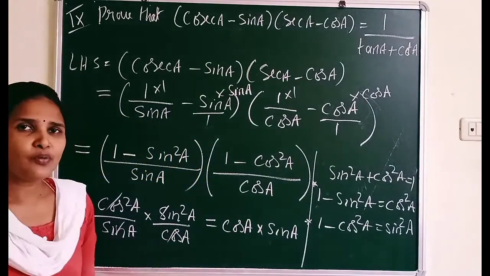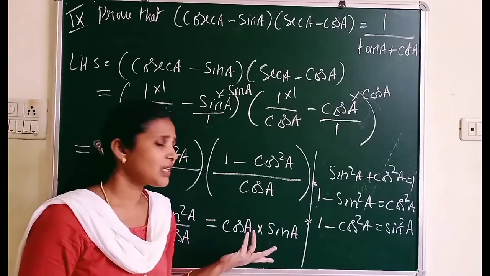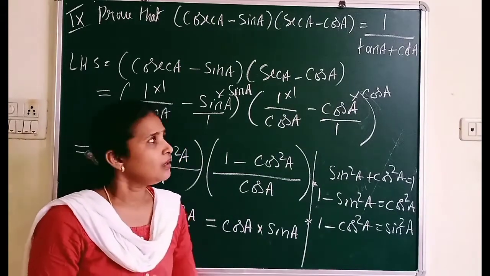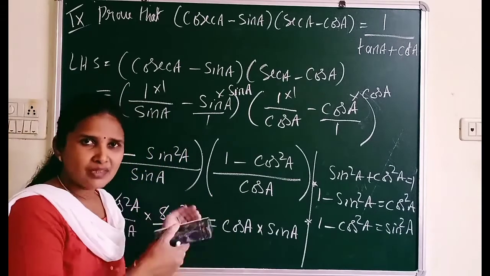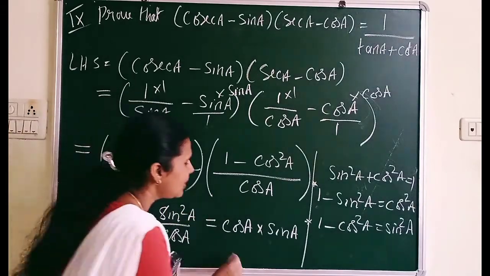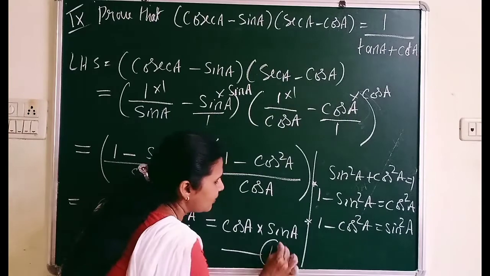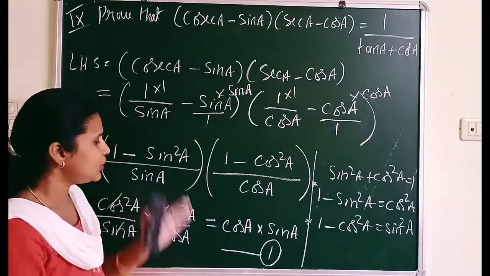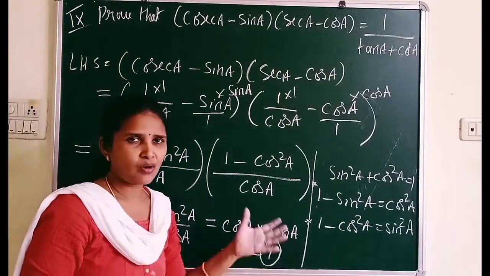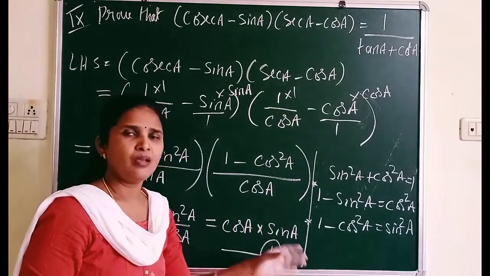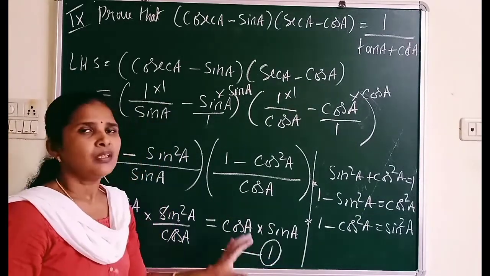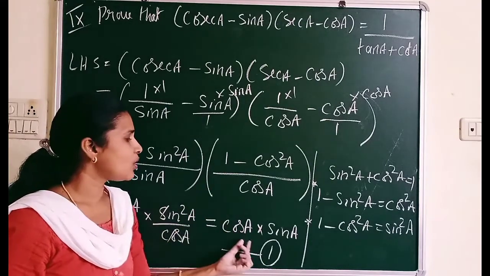I got cos A into sine A. Further I can't do anything, but I didn't get the RHS. So what can I do? Whenever you have this type of question, stop here and mark this as 1. I reduced the LHS into cos A into sine A. After simplification of the LHS, I got cos A into sine A. Keep it as it is and remember this.